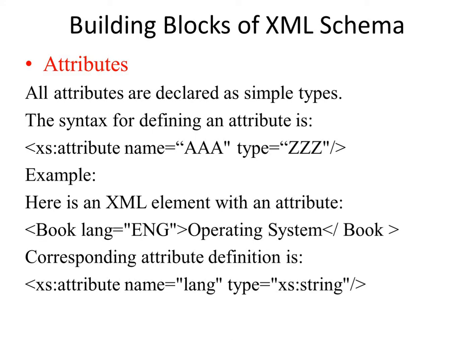Next component is attribute. All attributes are declared as simple types. The syntax for adding an attribute is xs:attribute. Then the name attribute gives the name for that attribute, and type defines the data type for that attribute. So again, the applicable data types are string, decimal, integer, date, and time.